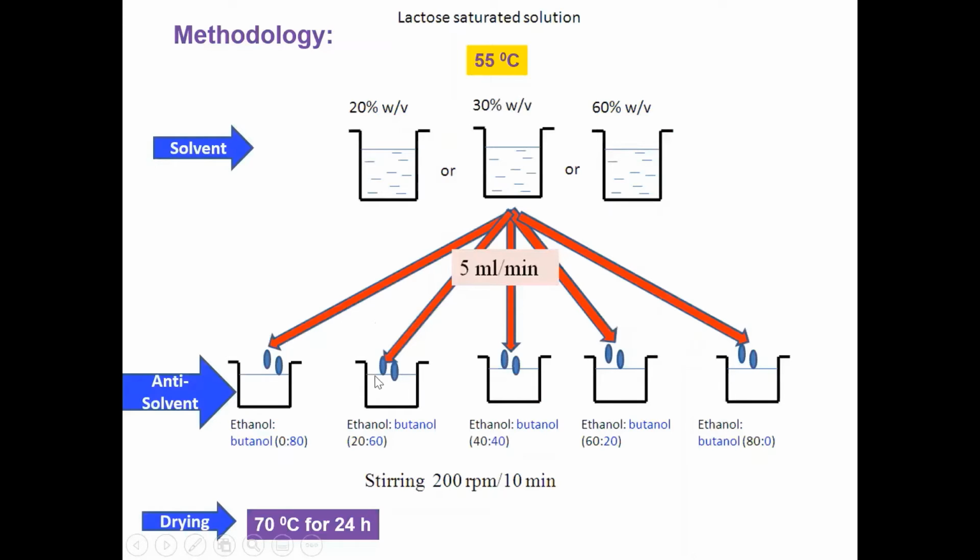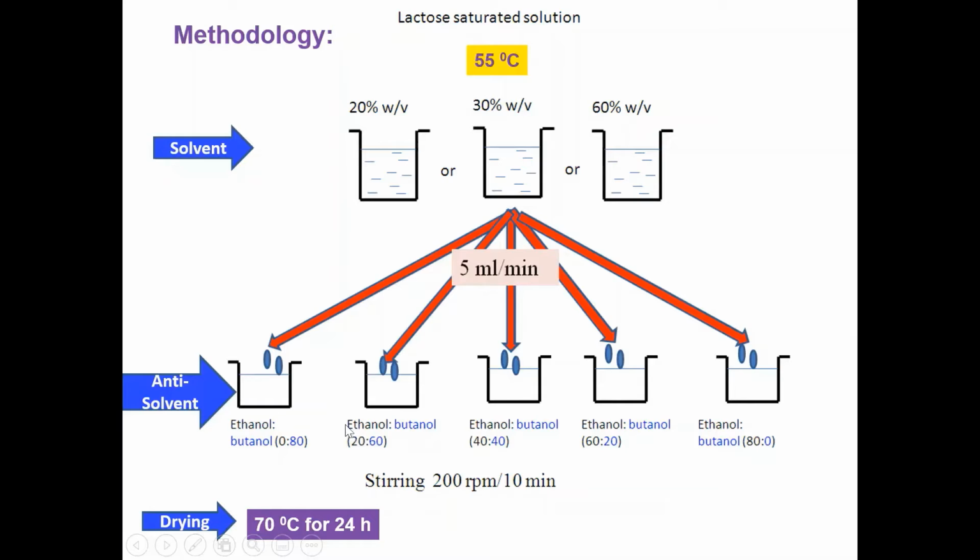So what we did actually, we tried to modify carrier particles compared to drug, because if you look at any formulations, the amount of carrier is 100 times, sometimes 1,000 times higher than the concentration of drug in the formulations. So what we did, we produced different concentrations of lactose in water, 20%, 30%, and 60%. We dissolved them easily at 55 degrees. And when we add 5 milliliters per minute of this lactose solution into an anti-solvent system, which is ethanol and butanol in this case, within 5 minutes you will get precipitation of lactose particles.